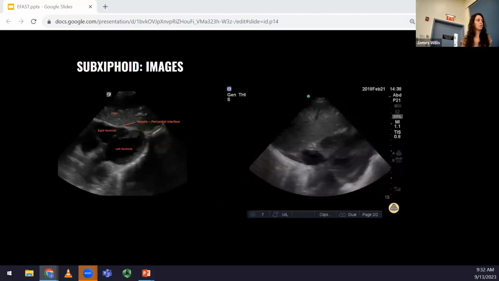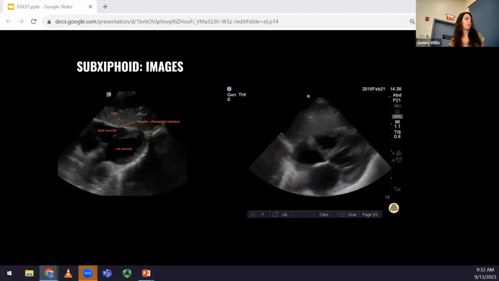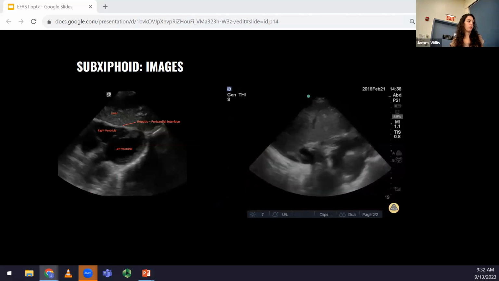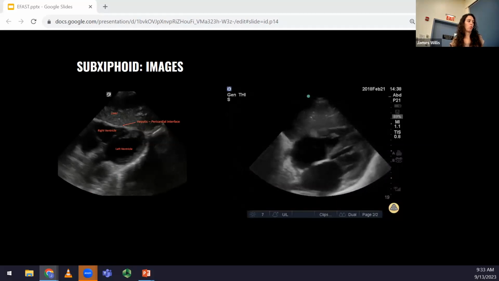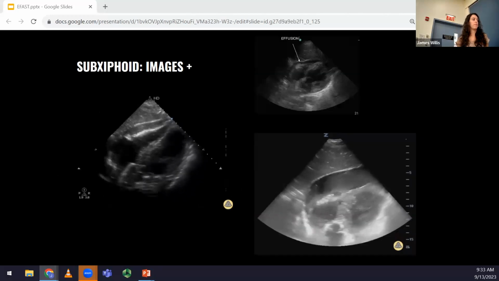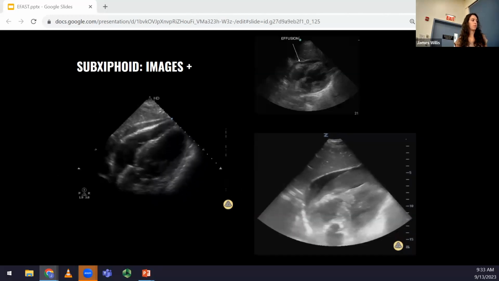So here are some images. What you're going to be looking at is the interface between the right ventricle and the liver. That's the space where you're looking for the effusion. And here's just a normal dynamic image there. Some examples of some positive findings. So you're seeing free fluid, more or less.